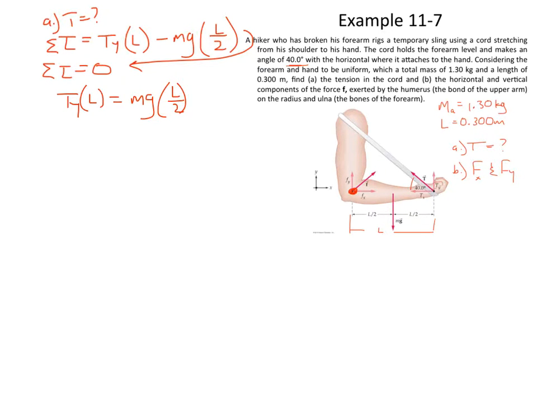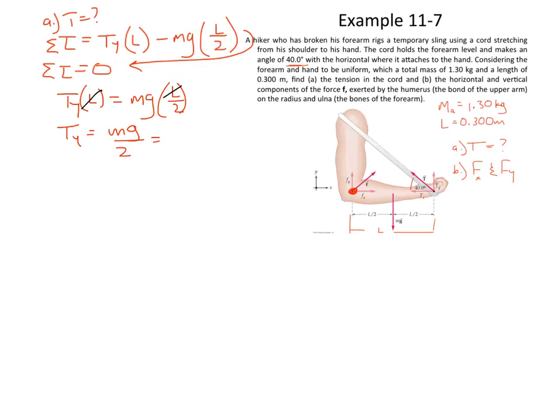We're solving just for Ty right here. Actually, we're solving for T, but if we get Ty, that should be no problem. I was going to divide the L down, but then I realized there's an L on the other side too, so that's just going to cancel out. We don't need to worry about dividing it at all. So Ty is going to be mg divided by 2.